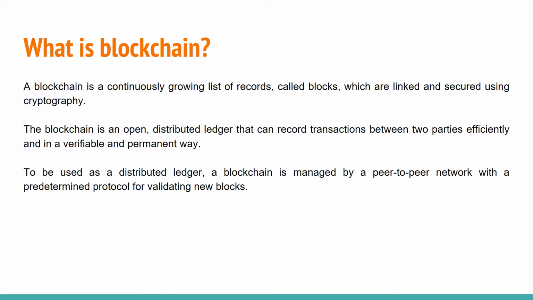Databases. So what is blockchain? A blockchain is a continuously growing list of records called blocks, which are linked and secured using cryptography and hashing algorithms. A blockchain is an open, distributed ledger that can store transactions between two parties efficiently in a verifiable and permanent way. To be used as a distributed ledger, a blockchain is managed by a peer-to-peer network with a predetermined protocol for validating new blocks.